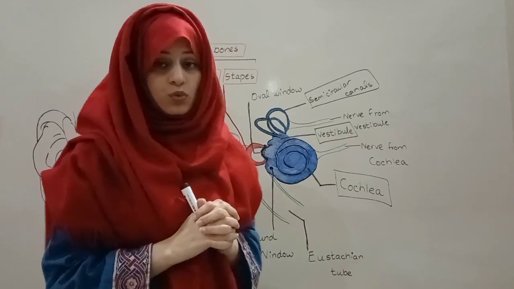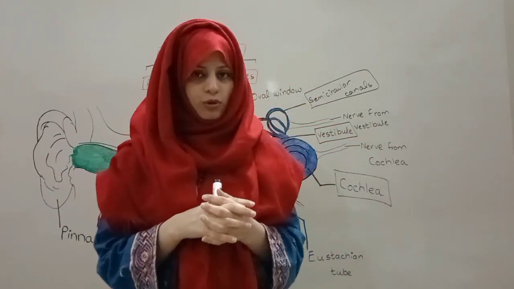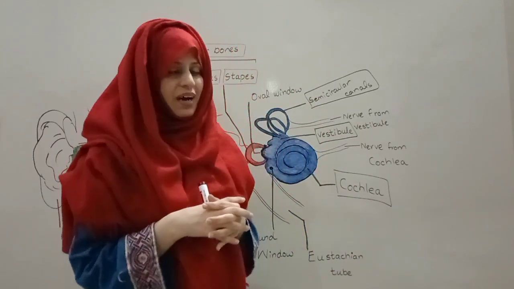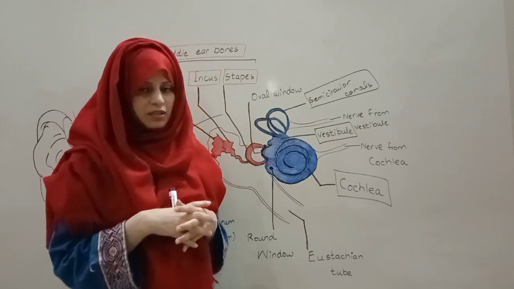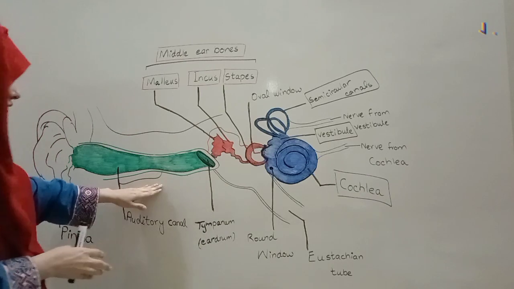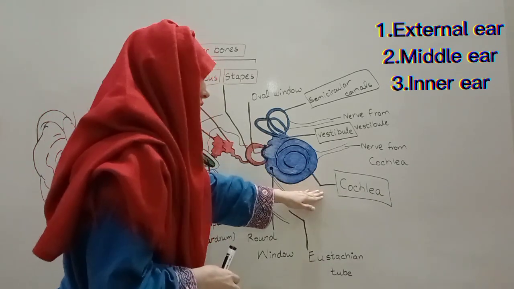As you know, hearing is very important and ears help us in the process of hearing. Let's start with the three parts of the ear. Basically, the ear consists of three parts: the external ear, the middle ear and the inner ear.